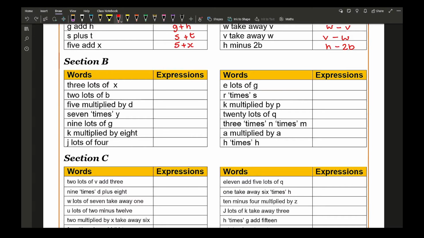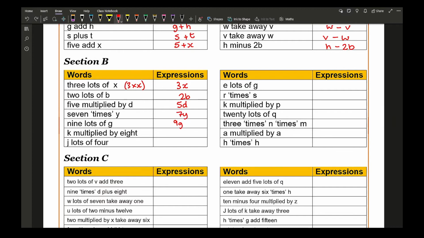So 3 lots of x is basically 3 times x. But we don't use the multiplication symbol, so what we do instead is we join the two things together. 2 lots of b is the same as 2 times b, which is just 2b. 5 multiplied by d is just going to be 5d. 7 times y is 7y, and again remembering that the number always comes first. 9 lots of g is 9g.